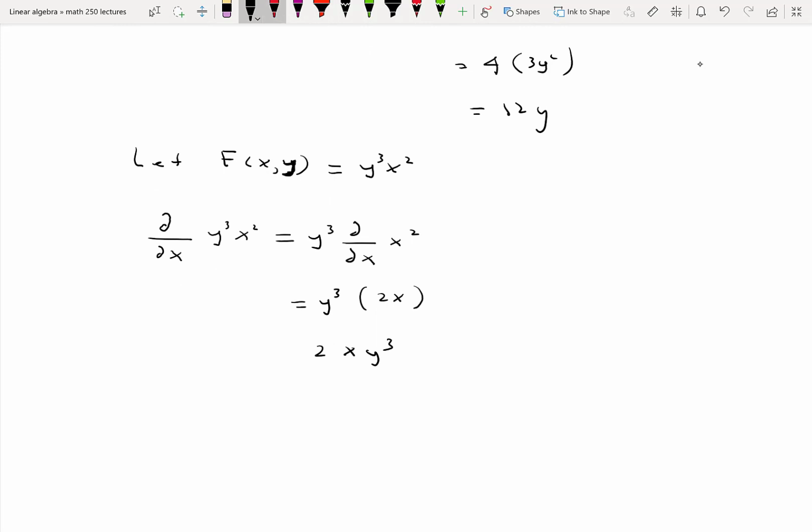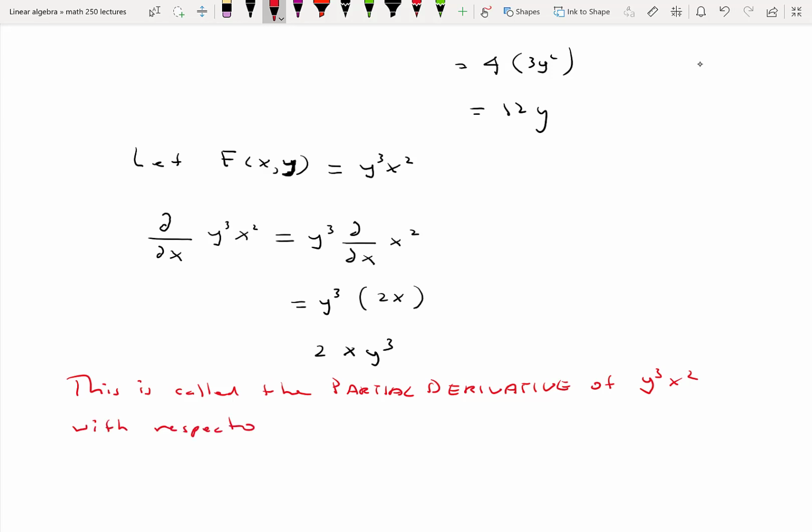This has a special name. This is called the partial derivative of y cubed x squared with respect to, oh my goodness, I suppose I wrote the words "respect to" as one word, with respect to x. Okay.